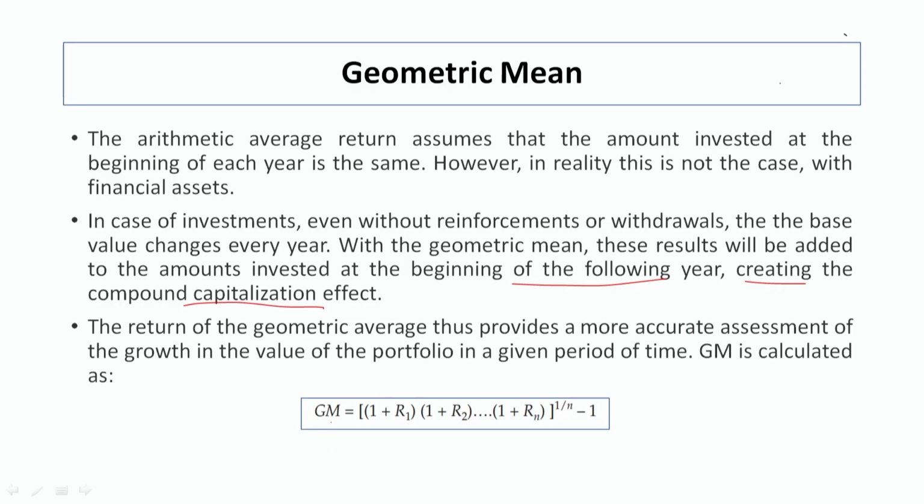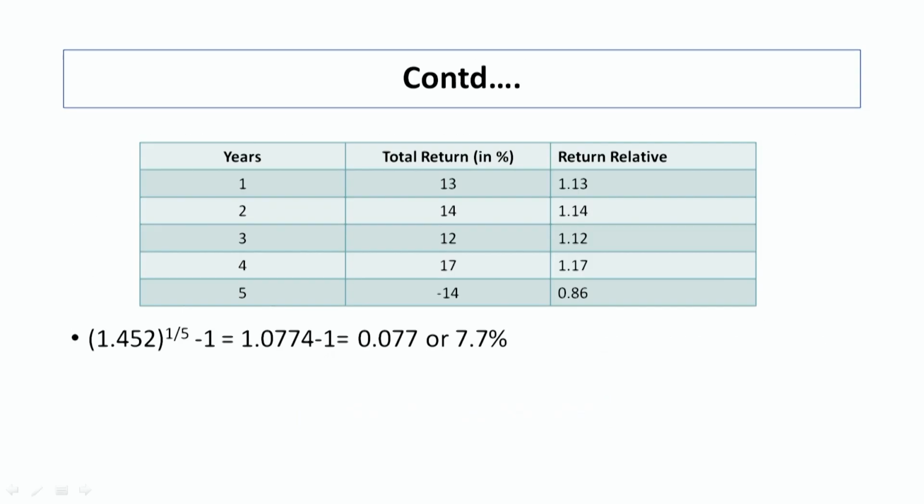So, the formula is geometric mean equals (1 plus r1) multiplied by (1 plus r2) for the second period, till the time we are investing in, to the power 1 by n, minus 1. For this example, we can consider 5 years, where we are getting 13%, 14%, 12%, 17% and minus 14% return. It is available in percentage.